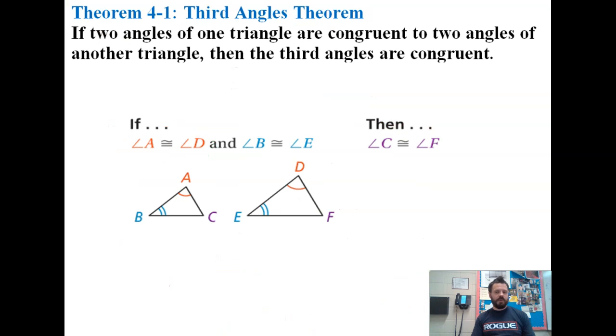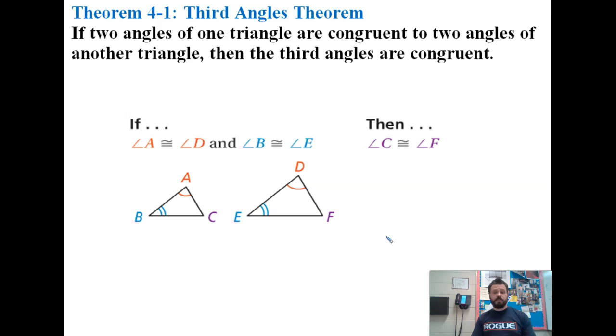Two more things we're going to talk about quick, and one of them is another theorem that will show up a bunch in this chapter. We're going to call it the third angle theorem, and it says that if two angles of one triangle are congruent to two angles of another triangle, then the third angles are congruent as well. So for example, if I have these two triangles here, and A is congruent to D, as well as B is congruent to E, so I have two angles congruent, that means that the other angles, C and F, have to be congruent as well.